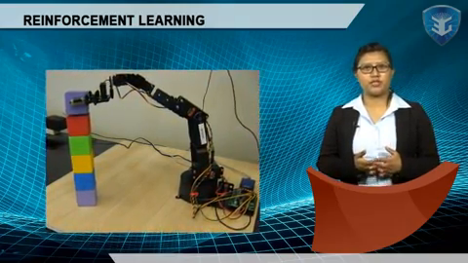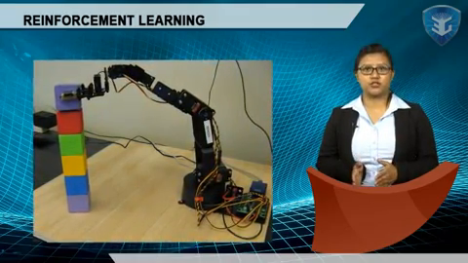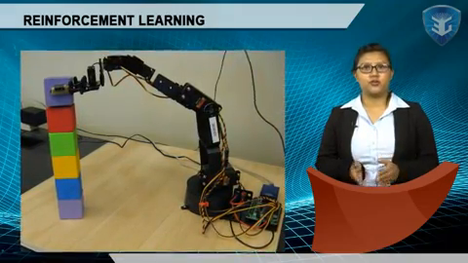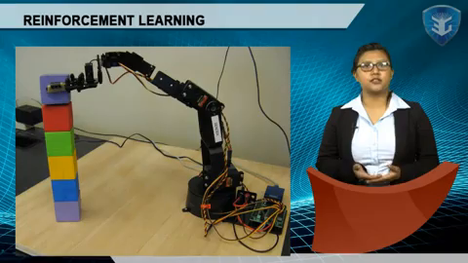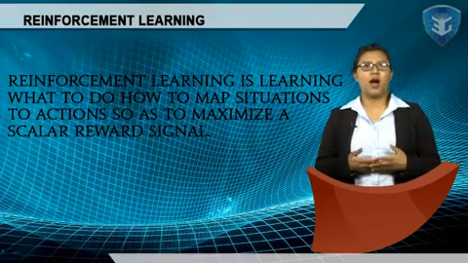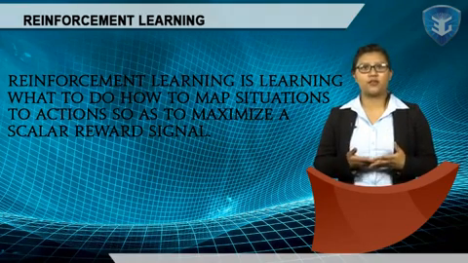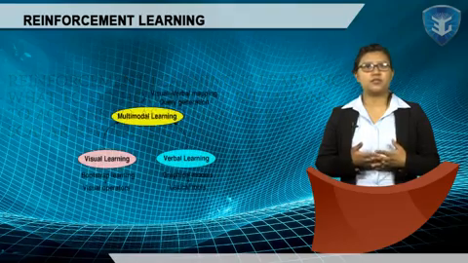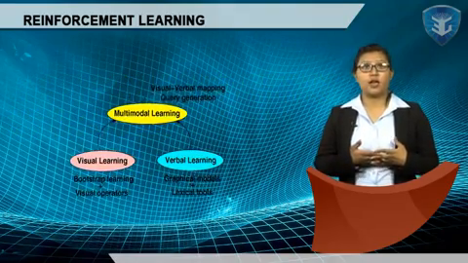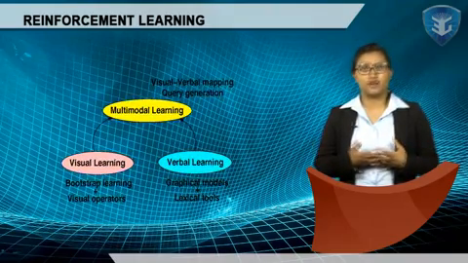Modern reinforcement learning research is highly interdisciplinary. It includes researchers specializing in operations research, genetic algorithms, neural networks, psychology, and control engineering. Reinforcement learning is learning what to do, how to map situations to actions so as to maximize a scalar reward signal. The learner is not told which action to take, as in most forms of machine learning, but instead must discover which actions yield the most reward by trying them.